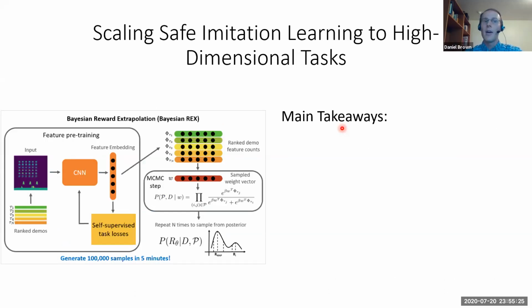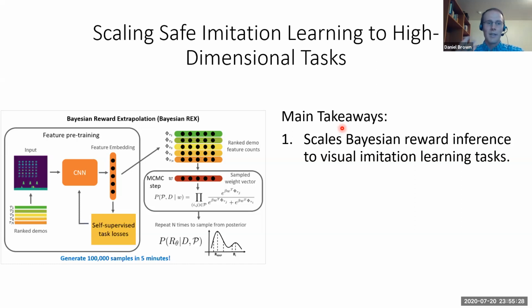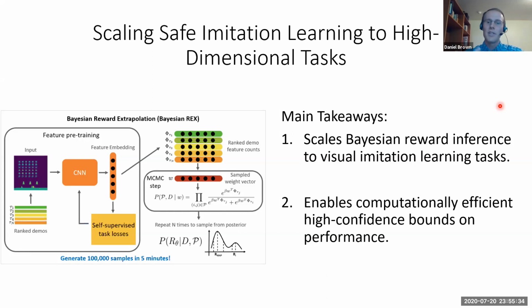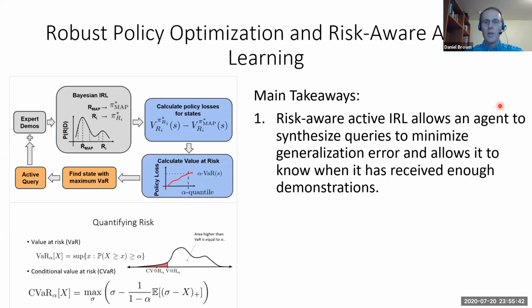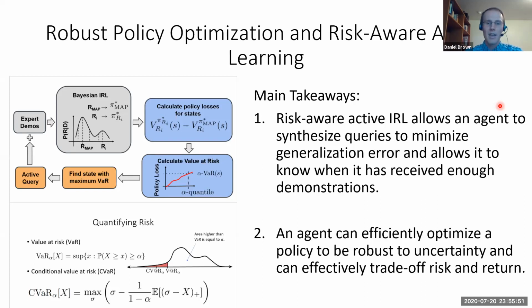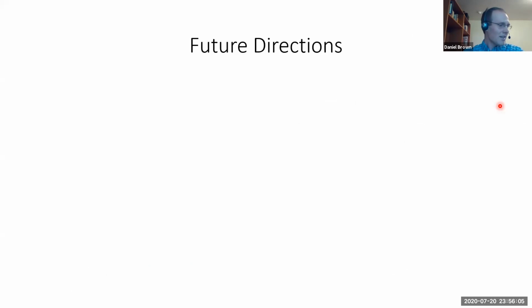We then looked at how we could scale up these high confidence performance bounds using this pre-training step, that pre-trains features, allowing us to scale to visual imitation learning tasks while still enabling these efficient high confidence performance bounds. And then finally, we looked at how to optimize policies directly to be robust. We showed that we can run these risk-aware active queries that allow an agent to know potentially when it's received enough demonstrations and come up with a high confidence performance bound, as well as showed that an agent can efficiently optimize a policy directly to be robust, given just a fixed set of demonstrations by effectively trading off this risk and return landscape.